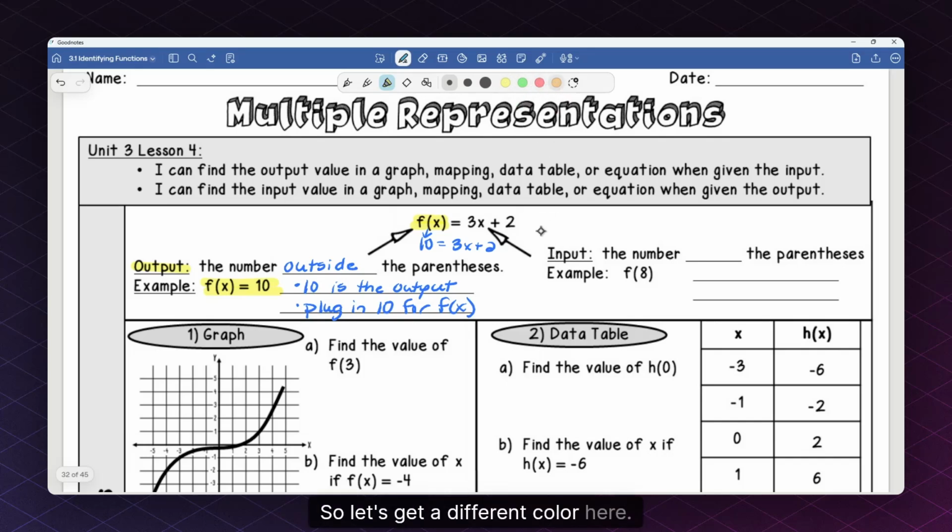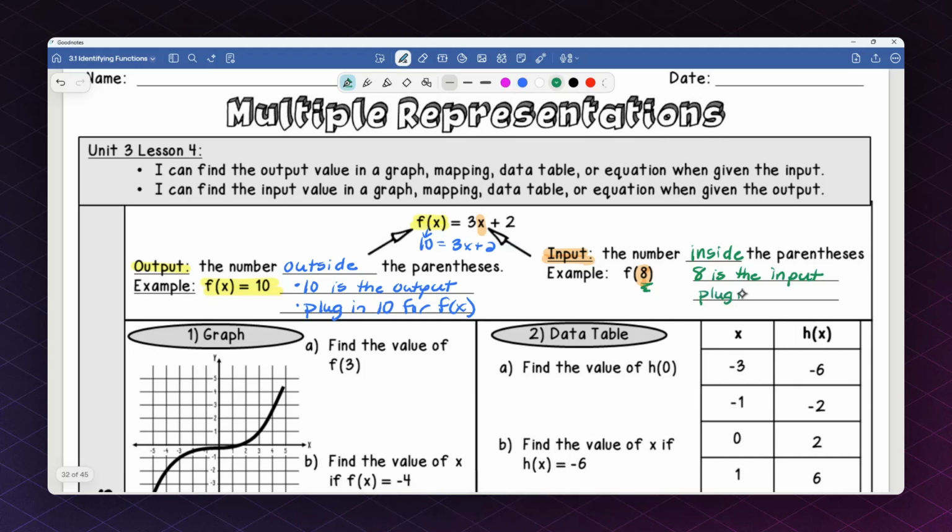Let's get a different color here. We've got an input. It's going to be this x. This is also the number that is inside the parentheses. So when we write this, it's the number inside the parentheses, and in this case, it's 8. So 8 is the input. And what we would do is plug in 8 for x.